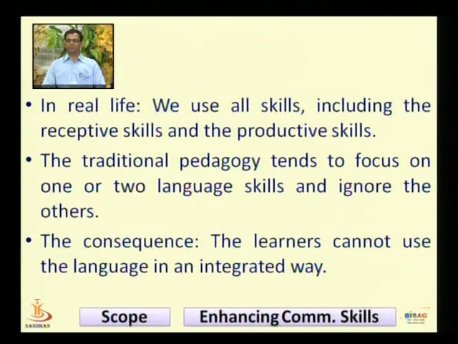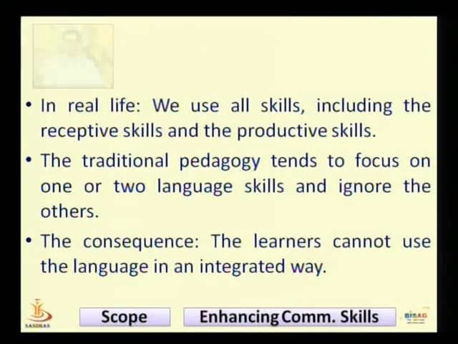Let us bifurcate these four skills. Listening and reading are termed receptive skills, and speaking and writing are productive skills. Friends, if you want to be a good speaker of a language, don't ignore listening.